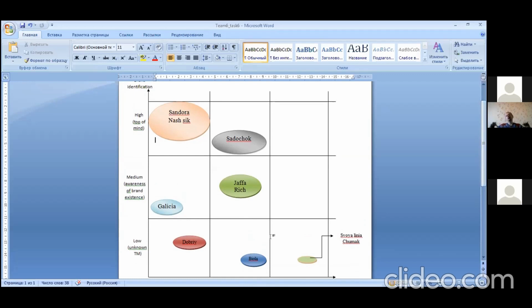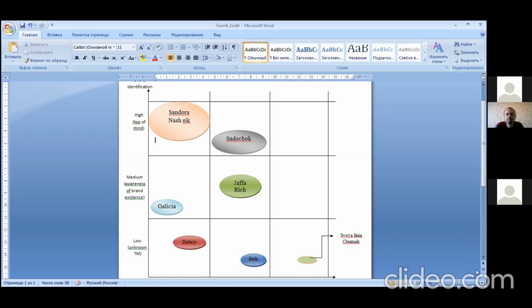You have to begin with the explanation of the axes, of these two characteristics. Why have you decided to choose these very characteristics? And then you have to explain every interval. Why did you think that, what does it mean, for example, to have a high level of brand identification?